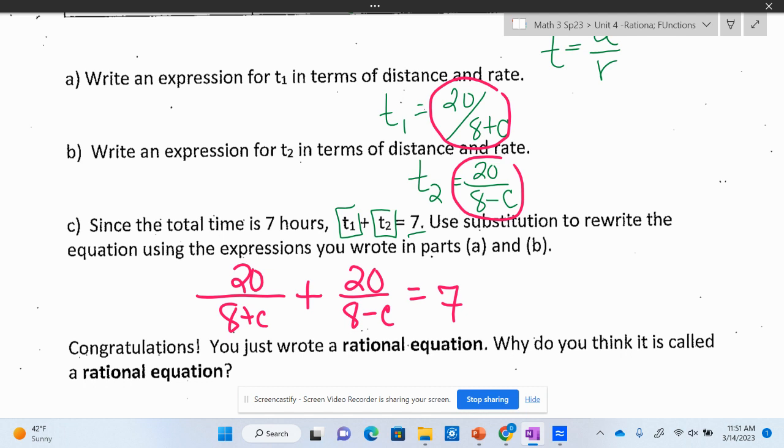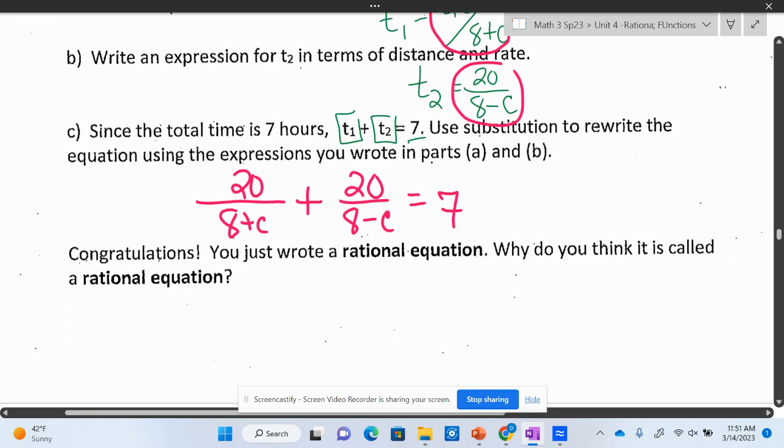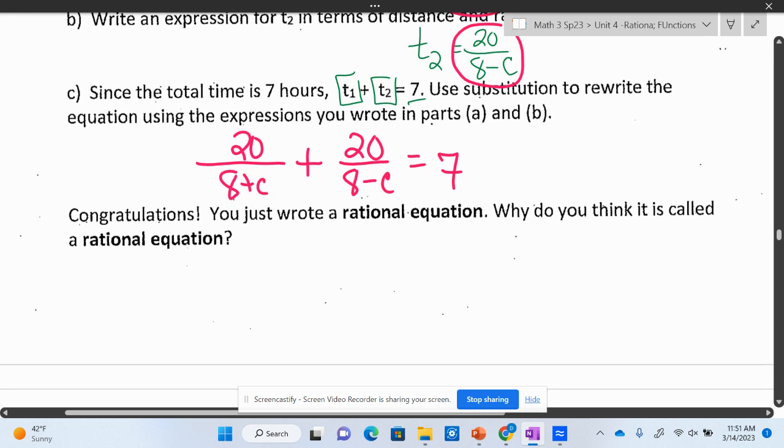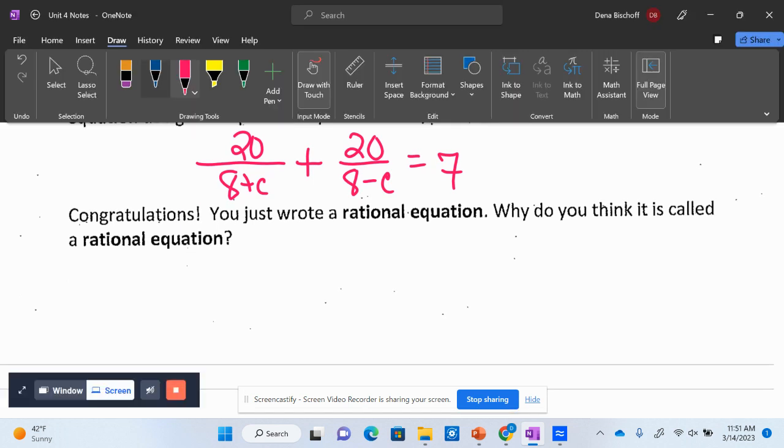Something equals something. And it asks us to write a rational equation, or it says, hey, guess what? You just wrote a rational equation. Why do you think this is called a rational equation? Any ideas? What does the word rational relate to? Think about rational numbers.